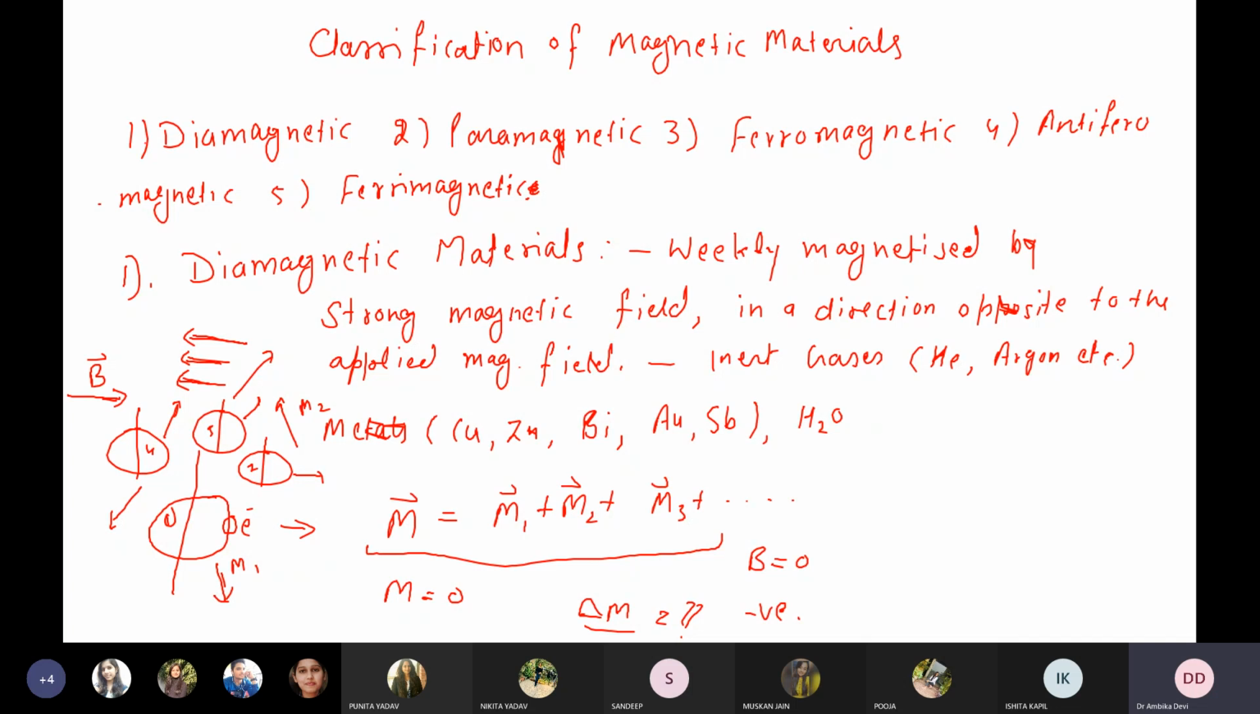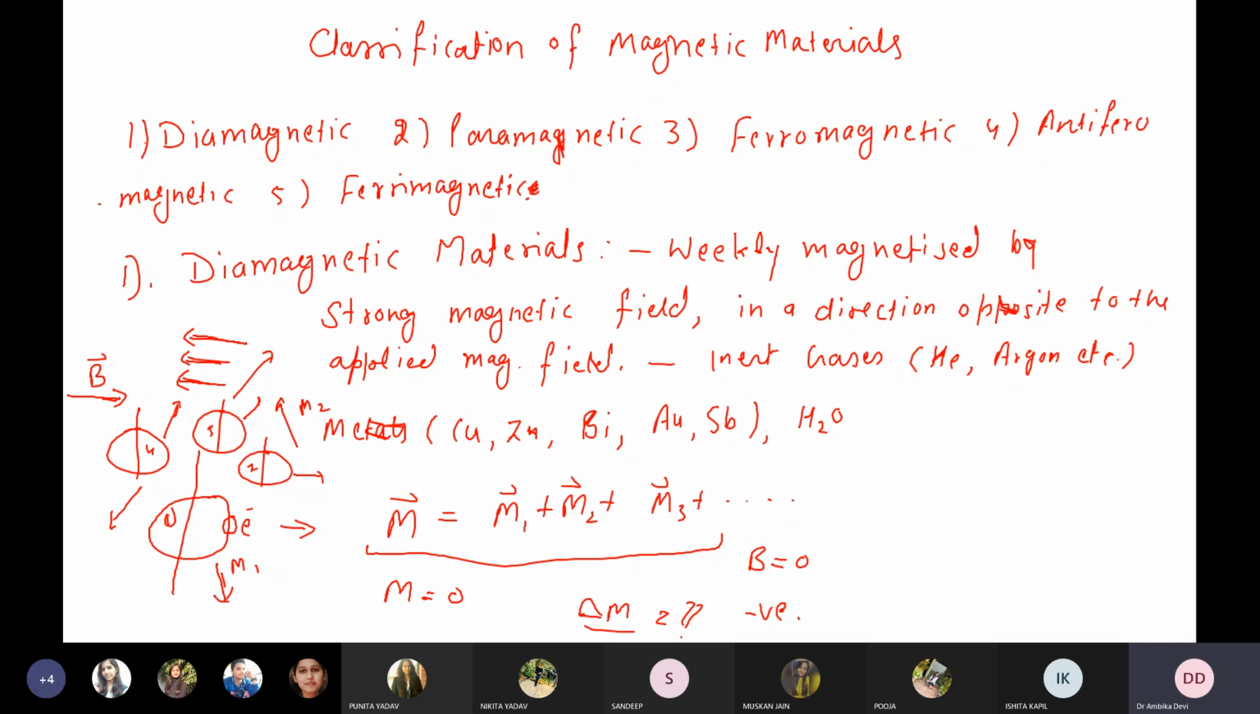Then I gave you certain examples like inert gases, helium, argon, and metals, copper, zinc, bismuth, etc. So they are all diamagnetic in nature, right? Then we talked about the origin of diamagnetism. The origin of diamagnetism is the orbital motion of the electron, right?